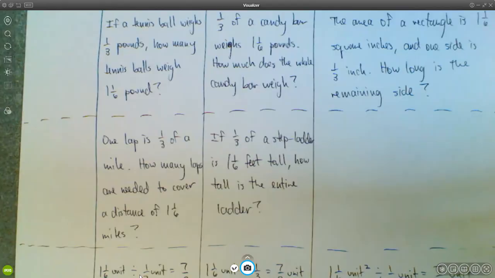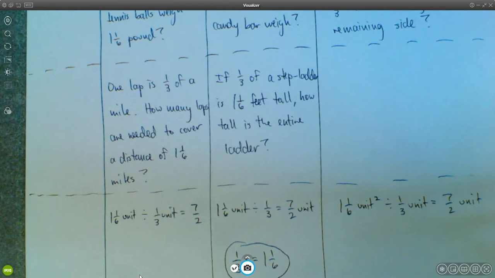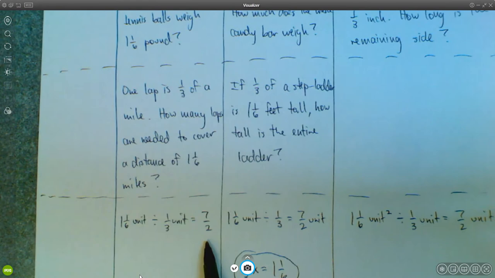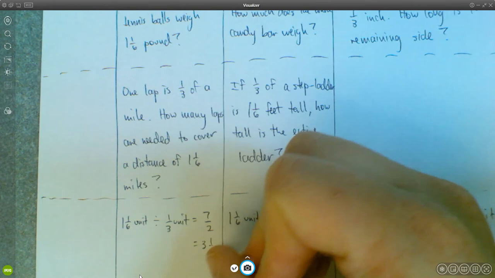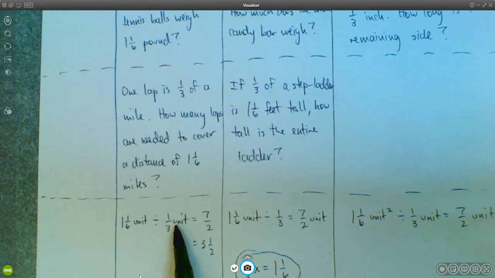Now, one thing that I'll point out to you is that when you're doing the measurement model, if you're setting up your problem and you end up setting it up like this, you have 1 1/6 of some unit of measurement, whether that be tennis balls or laps or whatever. Well, actually it was miles here. So for this one, we were doing 1 1/6 miles divided by 1/3 miles equals 7/2, 3.5, just as a number. You need 3.5 laps, I guess you would say. But it's a different unit, right? So you have the same units here, and then the different unit is your answer, okay?